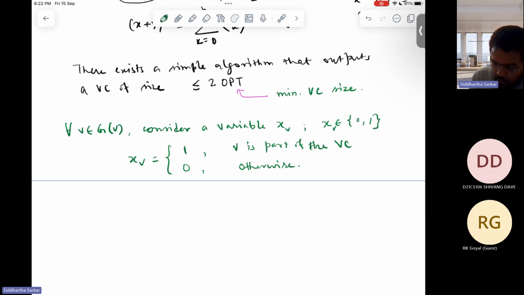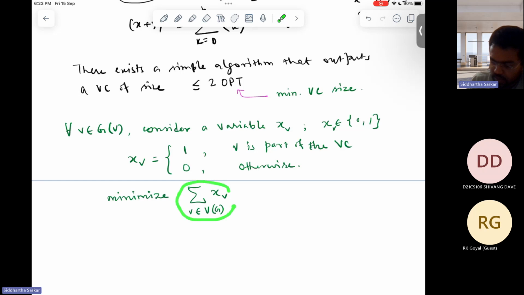So we have taken n variables for the n vertices. And now what do we want to do? Let us formulate the linear programming formulation. The objective is to minimize the sum of xv, where v is a vertex in the graph. So we want to minimize the number of vertices in the vertex cover. xv is 1 means the vertex v is in the vertex cover. So summation of xv is nothing but the size of the vertex cover that we are willing to construct.